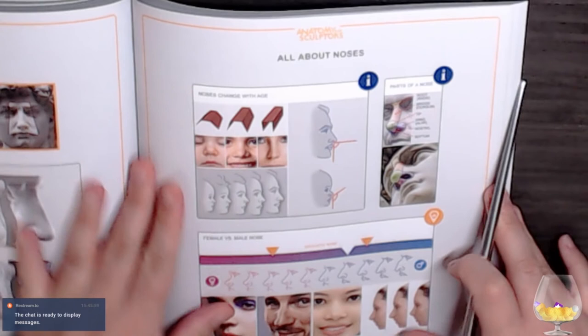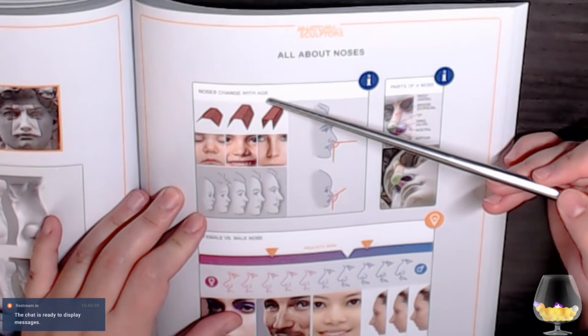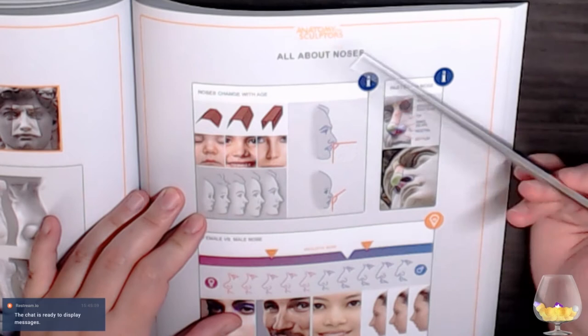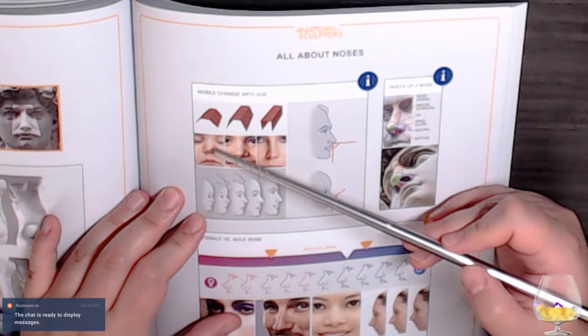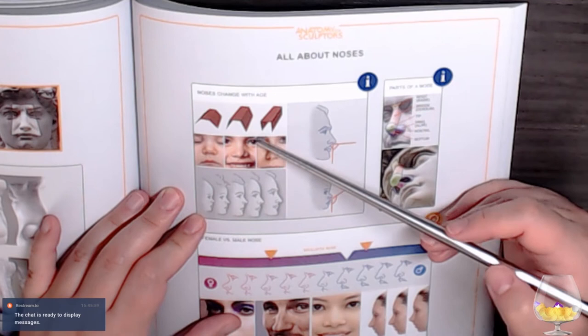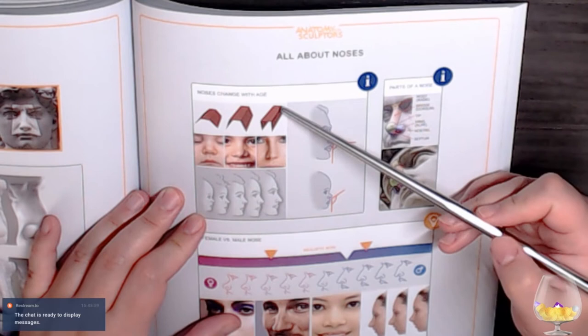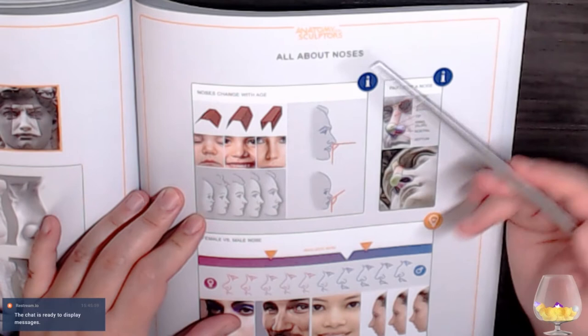Okay, all about noses. So, let's see. This says noses change with age. So these angles, basically, the older you get, the more angular the nose gets. They're showing with a child that it's very slopey, and then with an older child, it's starting to angle up. And then with an adult or young adult, it looks almost to be right angles.